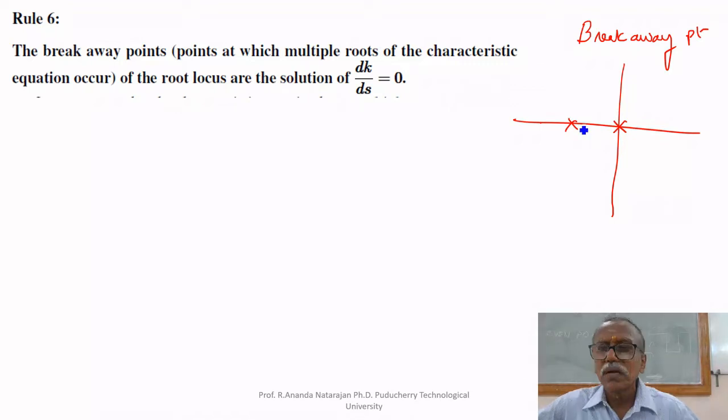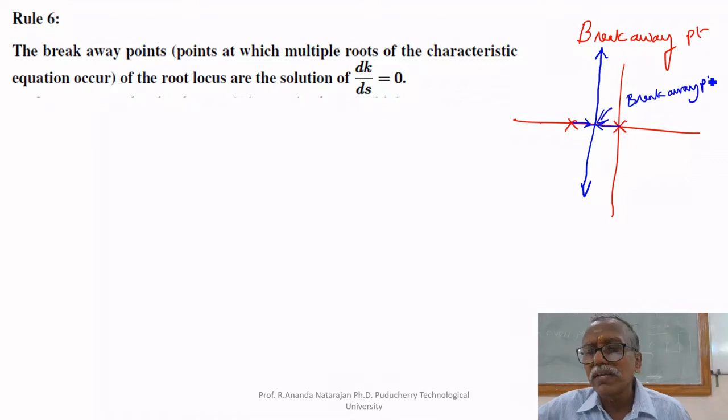Therefore, the root locus coming from this pole in this way, and from this pole this way, both are meeting at one point. Then they are breaking away, and this goes to infinity and this goes to infinity. A second order system. So, this point is called the breakaway point.